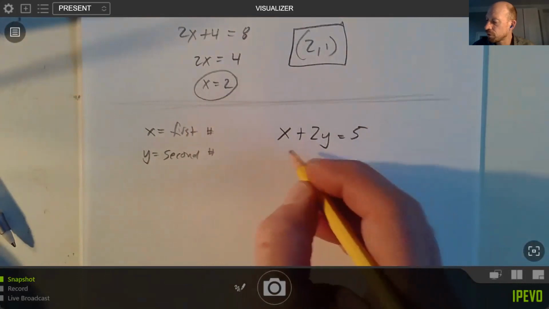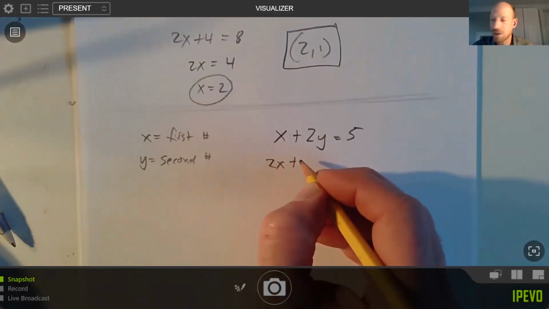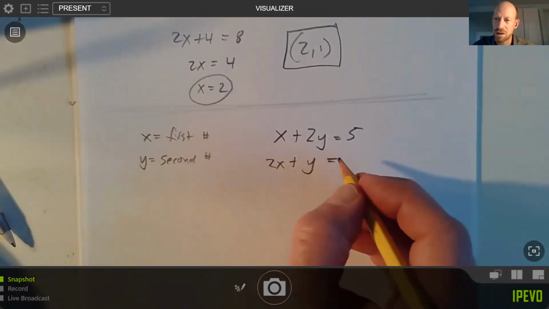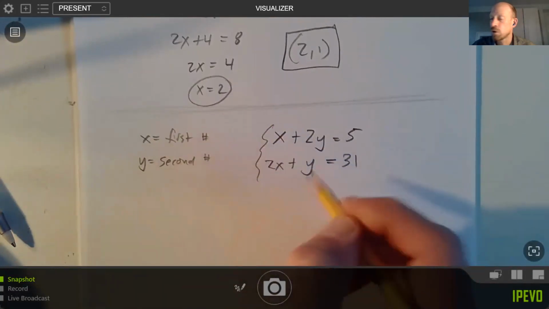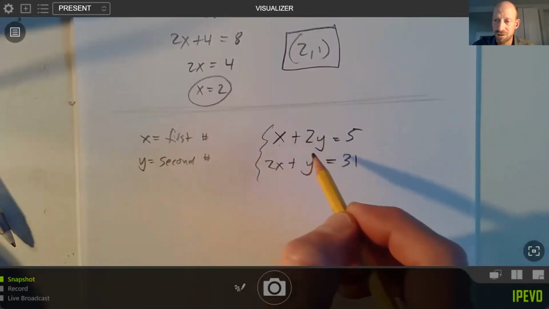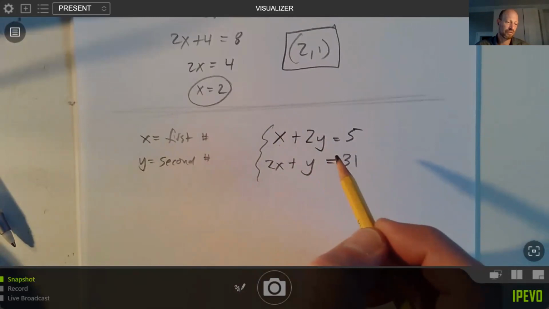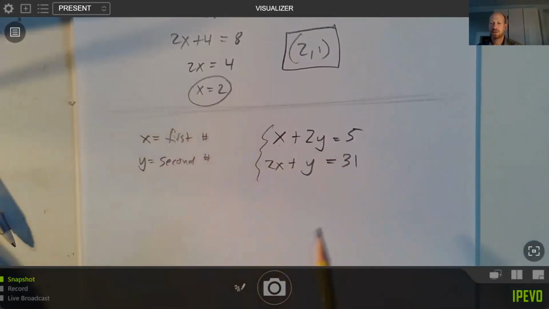Twice the first number plus the second totals, this is the way of saying equals, 31. So in order for x and y to meet these equations, they have to solve both of those, right? X and y are the first and second numbers, so they have to match these equations.